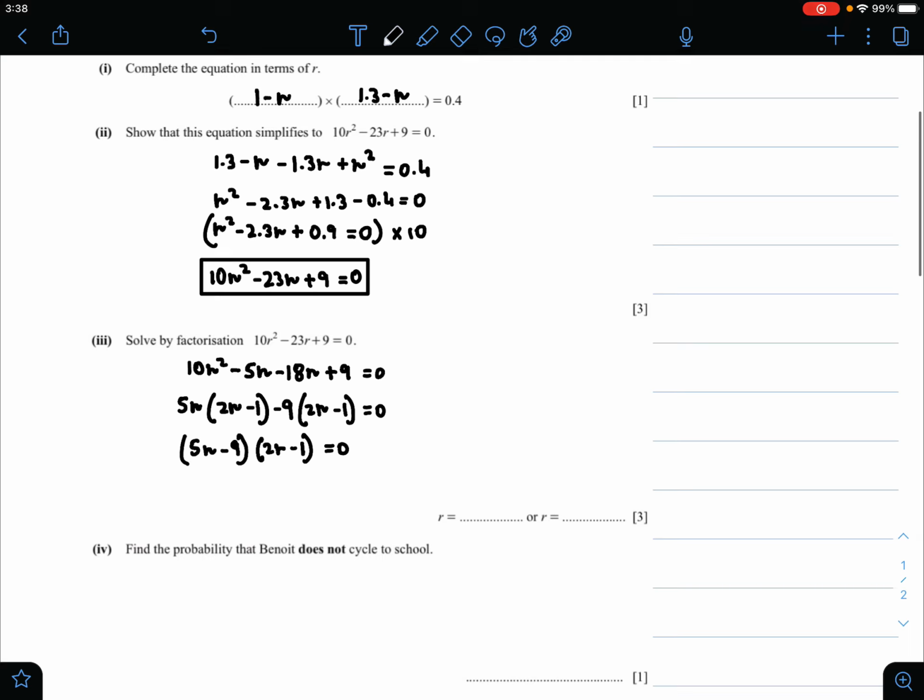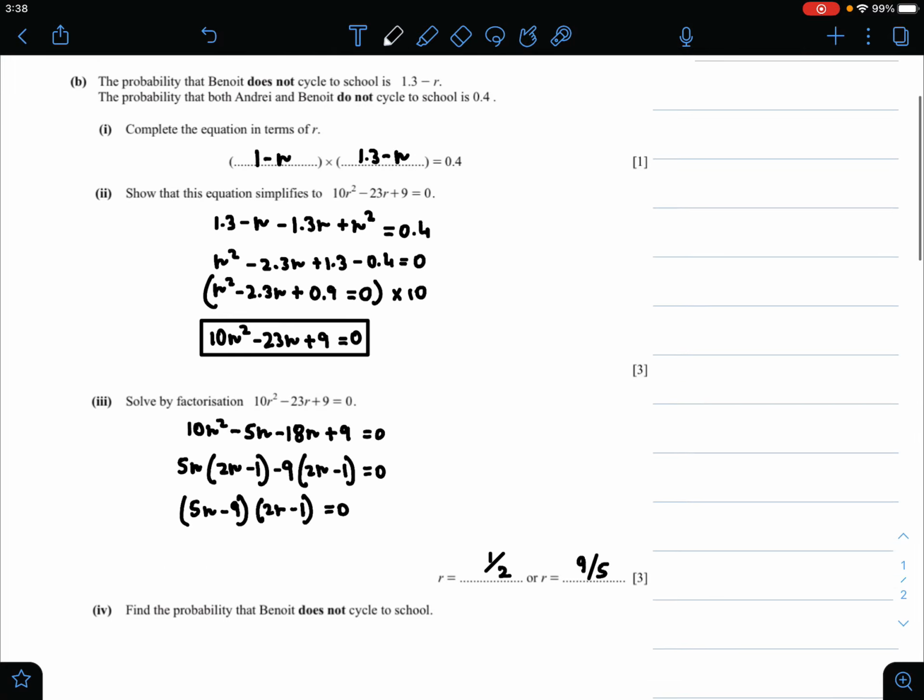Therefore, you can equate each bracket separately to 0. So if you equate 2R minus 1 to 0, you will get your R value as positive half. And if you equate 5R minus 9 to 0, you will get your R value as positive 9 by 5.